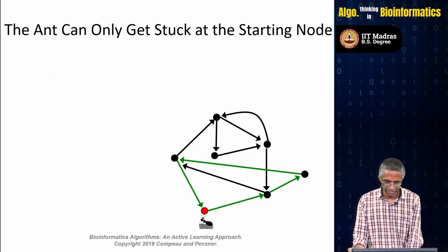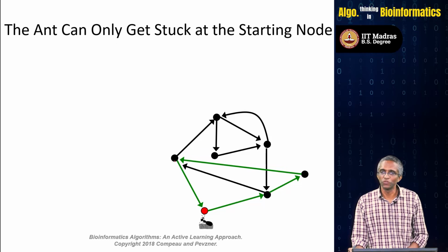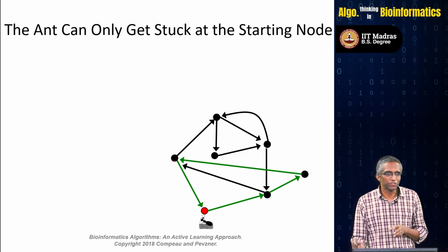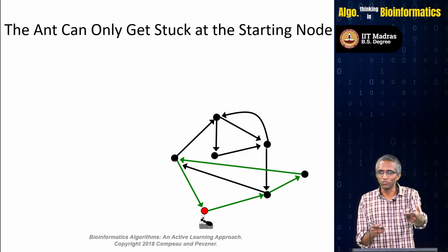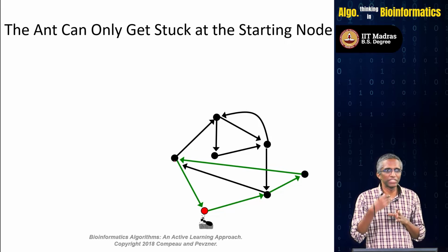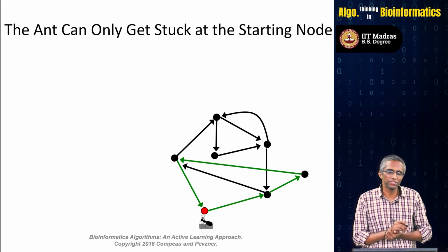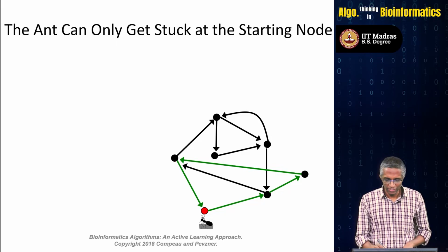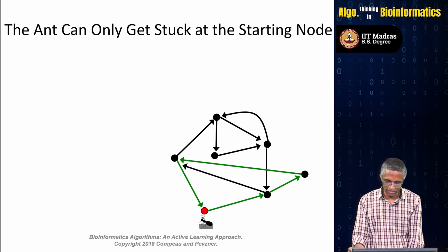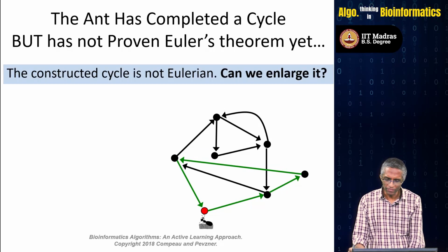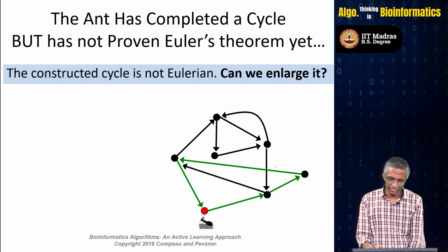So let's just say if it gets stuck, it can only be at the starting node because every other node is balanced. If you enter, you have an edge to leave, right? You use up one edge in entering, you use up one edge in leaving, and the graph still remains balanced even after you remove the edges that are already visited. And so you come back to this original starting point, and this particular cycle is good in that it visits these edges, but it's still not Eulerian.